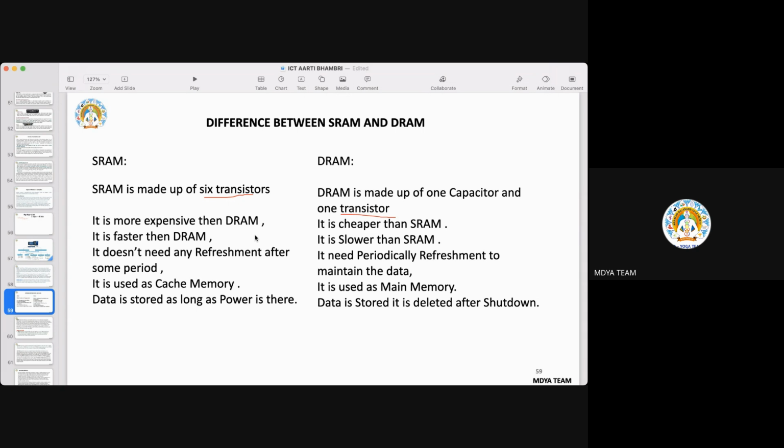Now, this SRAM is used as a cache memory. Cache memory has some more switching devices in addition to the normal one. And this is just to make this memory faster. All right. DRAM, more correctly, is the main memory, and SRAM is cache memory. Now, in SRAM data is stored as long as power is there, and in DRAM, it is deleted after shutdown.